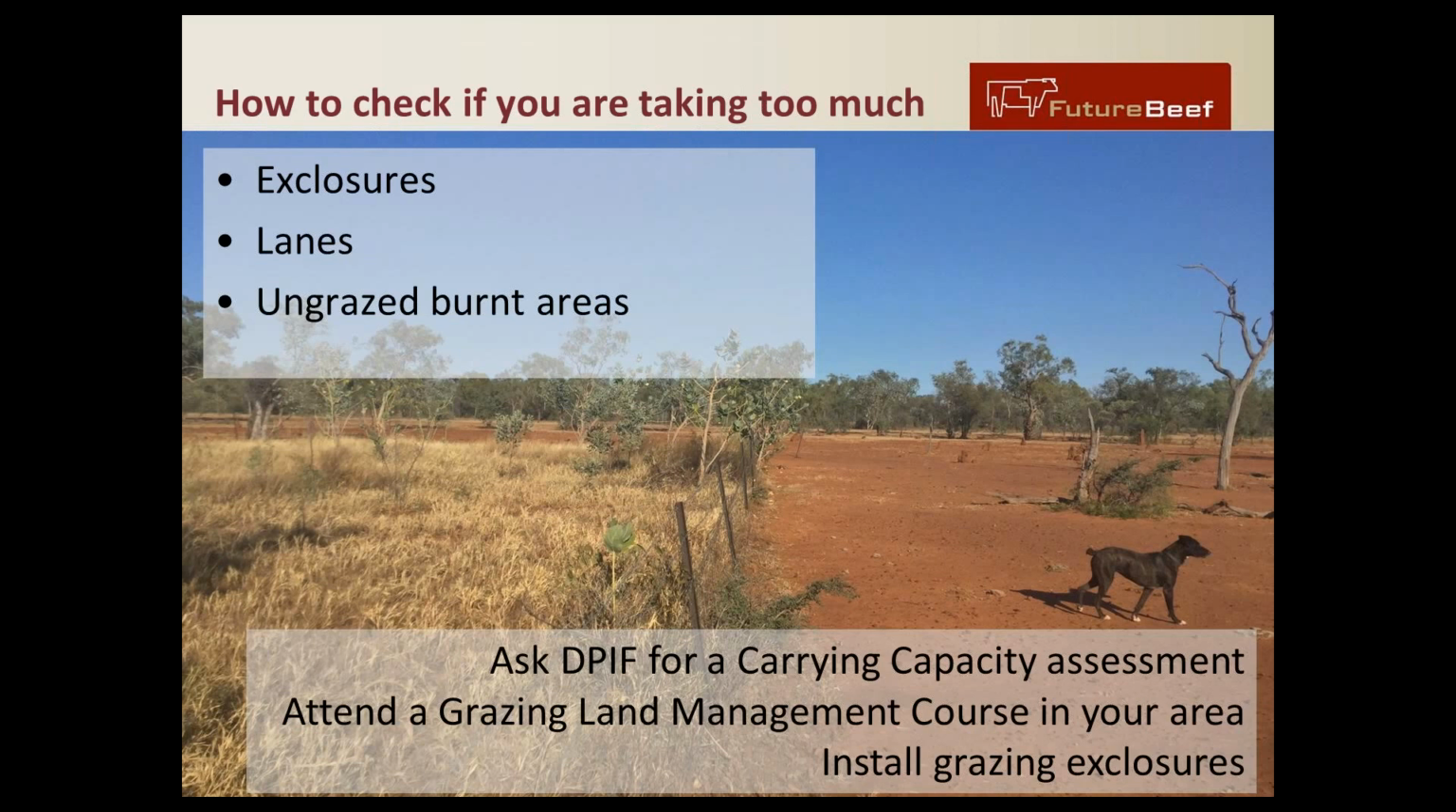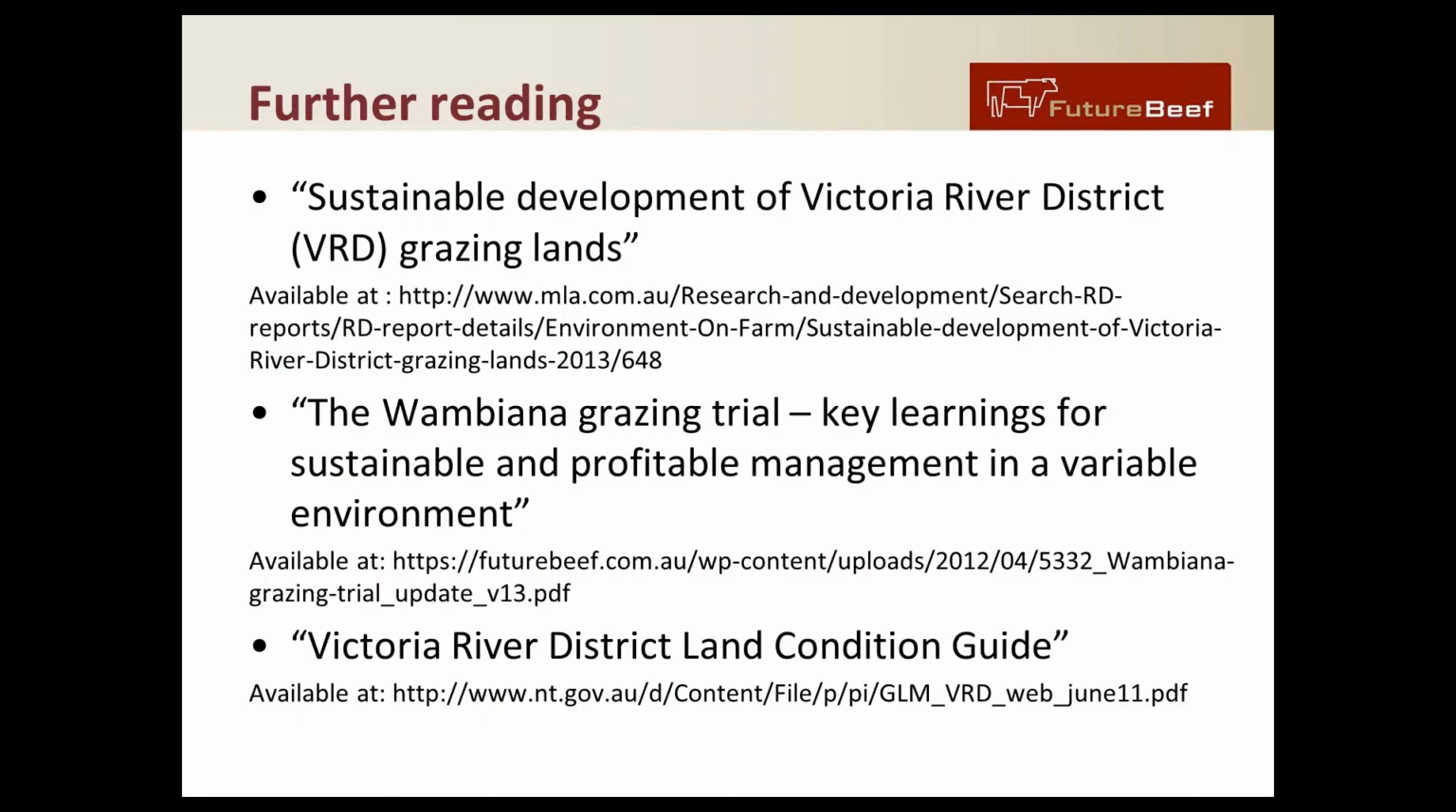Should you wish for some further reading on the subject, please feel free to download any of these products. They are available if you Google them, or they are on the Future Beef website. Another publication that we have available is the Land Condition Guides. Now, we've got one for the Victoria River District labelled here, but we've also got one for the Sturt Plateau and the Mitchell grasses on the Barkly Tablelands as well, something that you may find useful.